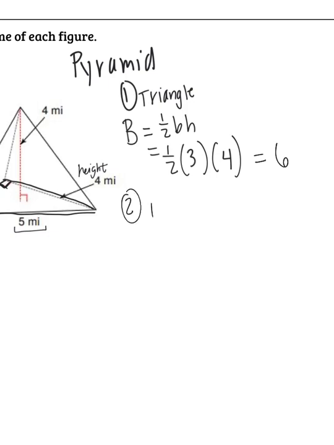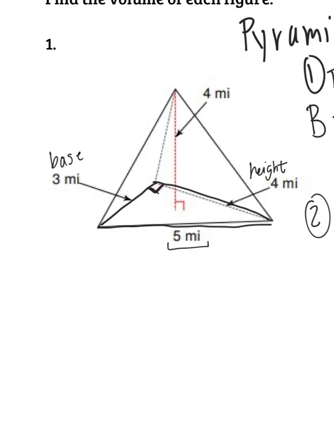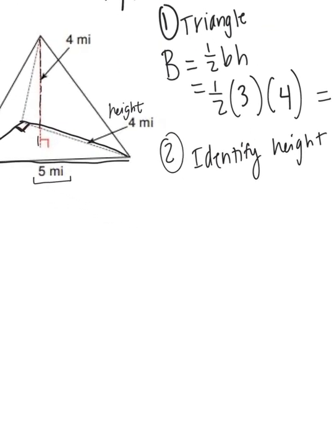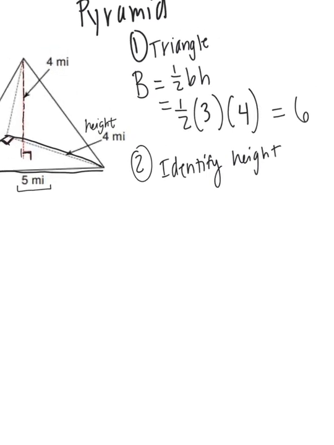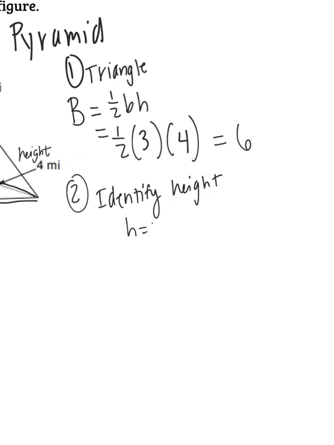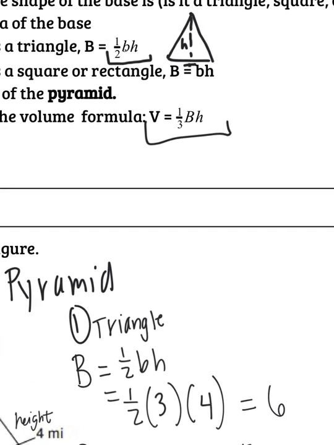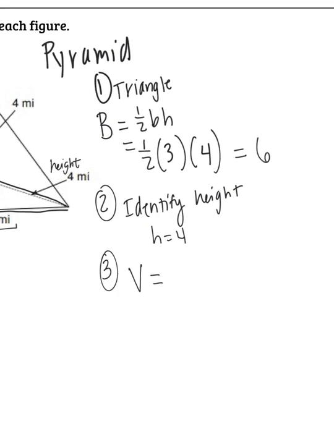Step 2, I just need to identify the height. So I'm going to look at my pyramid again. The height is labeled for me nice and neat. It's this 4 miles that's going up and down. So you want your height to be perfectly vertical and you want it to form a right angle with your base. That's how you know it's the height. So H equals 4. And then step 3, I just plug into my volume formula. So volume equals, and if we forget, we'll just look back up here, 1/3 big B times H.